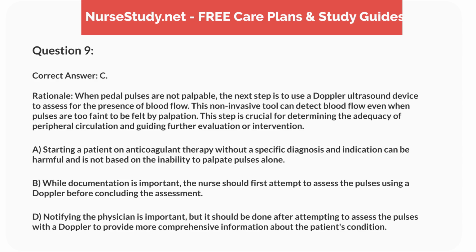Correct answer, C. Rationale: when pedal pulses are not palpable, the next step is to use a Doppler ultrasound device to assess for the presence of blood flow. This non-invasive tool can detect blood flow even when pulses are too faint to be felt by palpation. This step is crucial for determining the adequacy of peripheral circulation and guiding further evaluation or intervention.